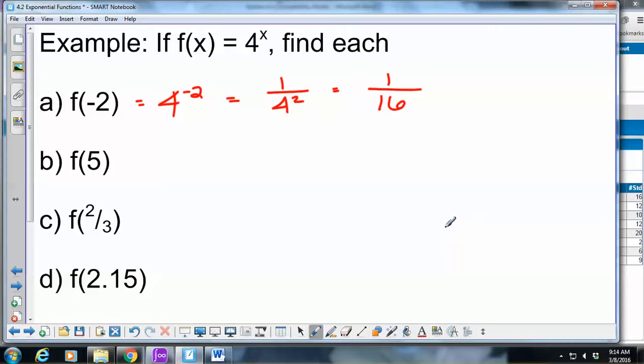Okay, these basic properties, I expect you to be able to use this. You do not need to pick up your calculator to do 4 to the negative 2 power. Just think about what the negative does. You can square that, no problem. Okay, B, f of 5. What does that mean? 4 to the 5th. Now that's going to be a bigger number. 4 squared would be 16, times 4 would be 64, times 4 would be 256, times 4, 1024.